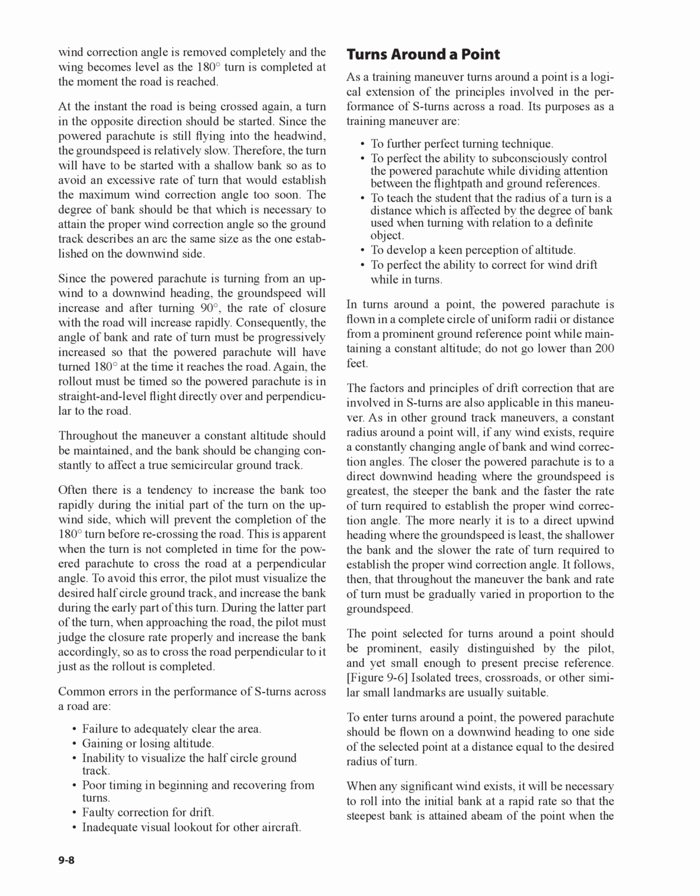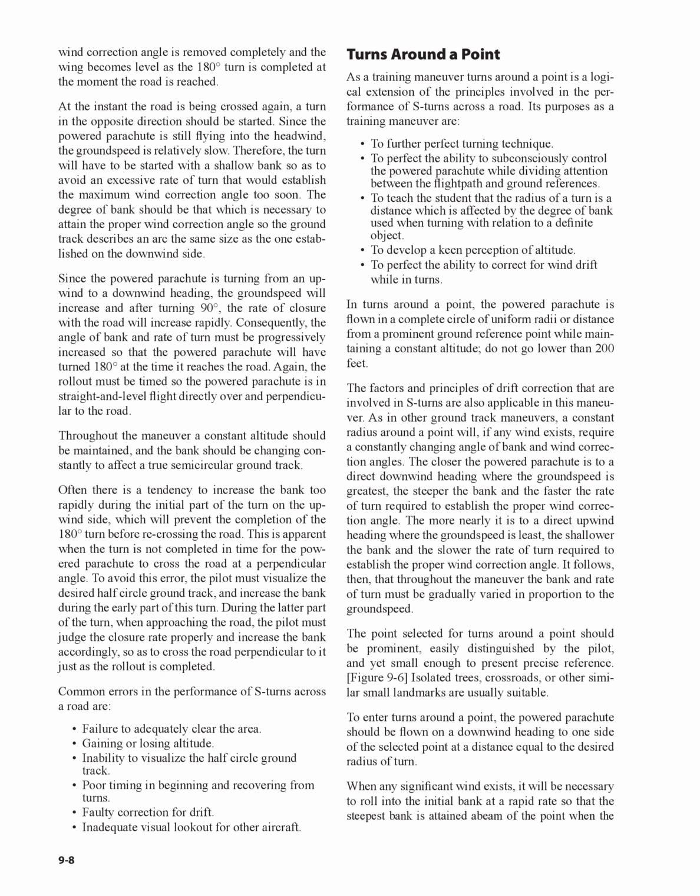The closer the powered parachute is to a direct downwind heading where the ground speed is greatest, the steeper the bank and the faster the rate of turn required to establish the proper wind correct tie-in angle. The more nearly it is to a direct upwind heading where the ground speed is least, the shallower the bank and the slower the rate of turn required to establish the proper wind correction angle. It follows, then, that throughout the maneuver the bank and rate of turn must be gradually varied in proportion to the ground speed. The point selected for turns around a point should be prominent, easily distinguished by the pilot, and yet small enough to present precise reference. Figure 9.6, isolated trees, crossroads, or other similar small landmarks are usually suitable.